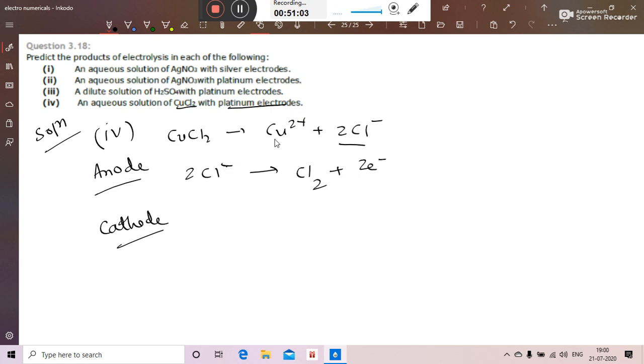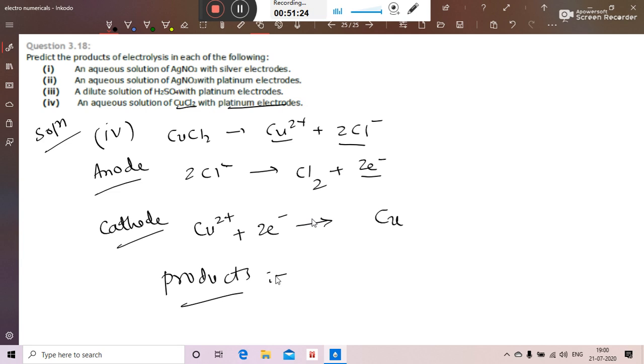So copper ion, that is Cu2 plus, will reach at cathode and will accept these 2 electrons which are given by anode. So after accepting electrons, it will form copper. So that means over here products will be, at anode we have got chlorine gas, and at cathode we get copper metal. So chlorine gas and copper metal are the products. So here we have finished the exercise of chapter number 3.